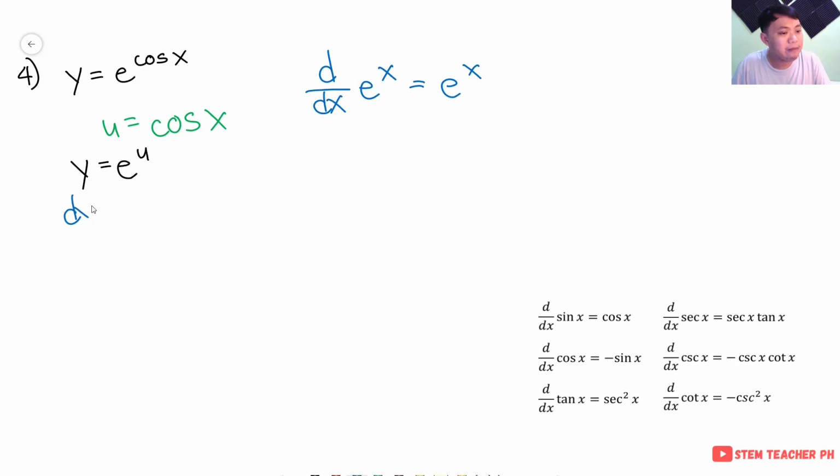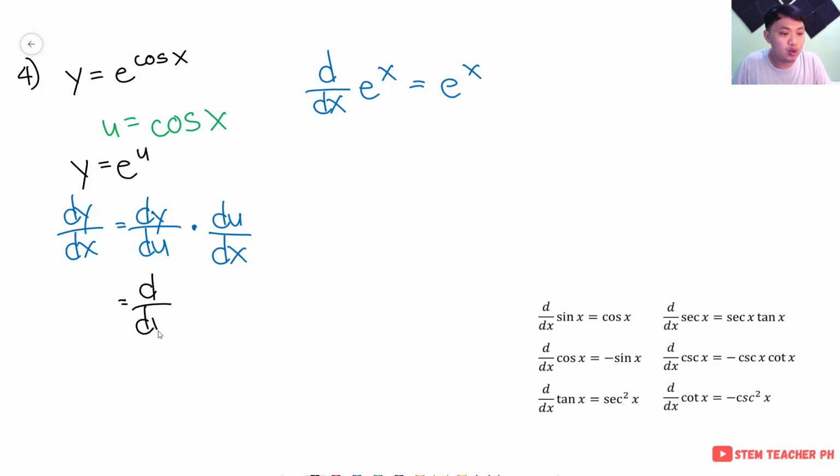As we recall again, dy over dx is equal to getting the derivative of y with respect to u first, tapos imumultiply siya sa derivative naman nung u with respect to x. So now we substitute. This is equal to derivative with respect to u of our y that is equal to e raised to u. Wala tayong problema dito, hindi yan magbabago. Tapos imumultiply siya sa derivative with respect to x nung u naman that is cosine of x.